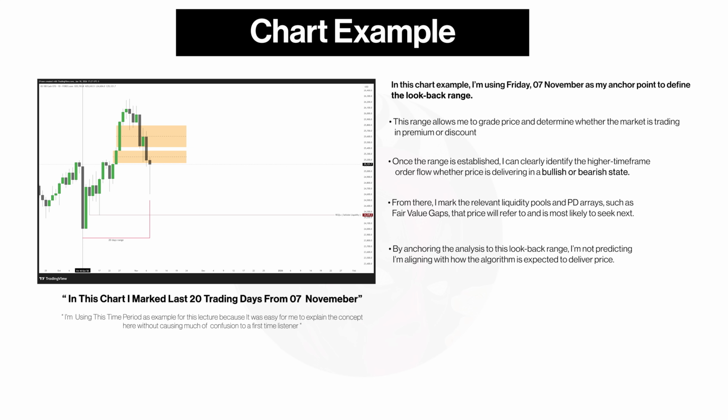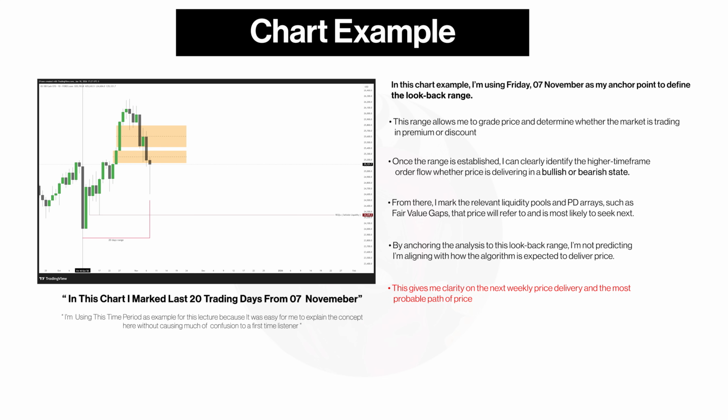By anchoring the analysis to this lookback range, I am not predicting. I am aligning with how the algorithm is expected to deliver price. This gives me clarity on the next weekly price delivery and the most probable path of price.